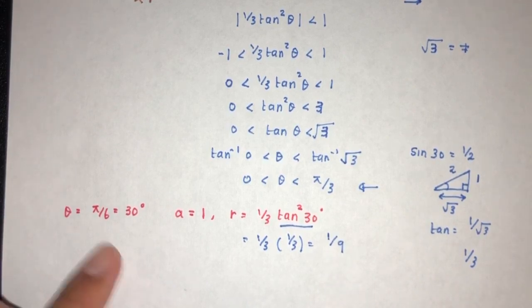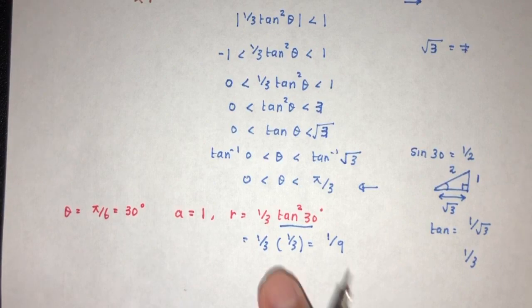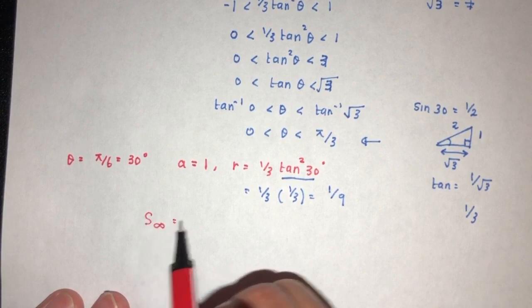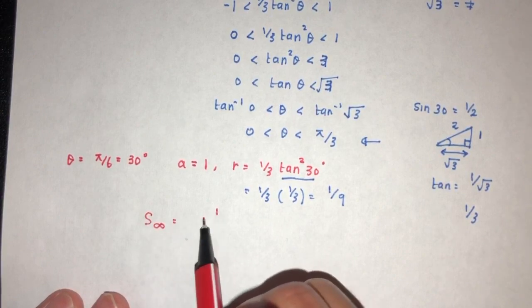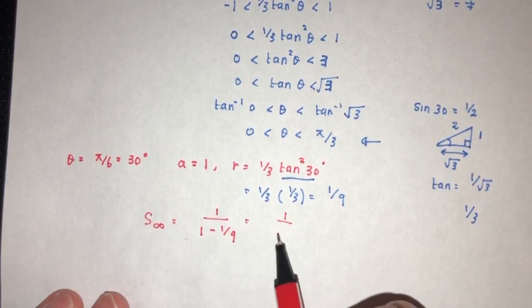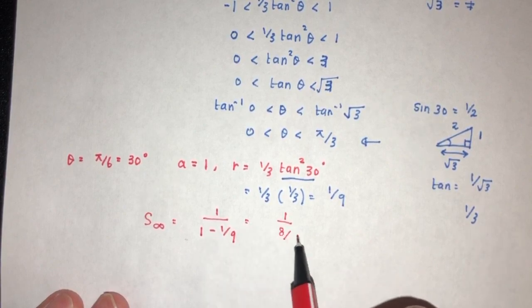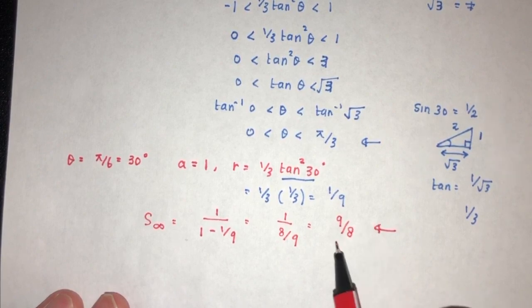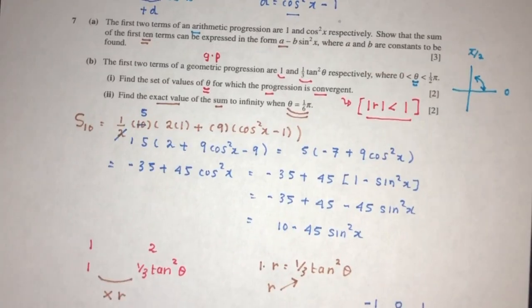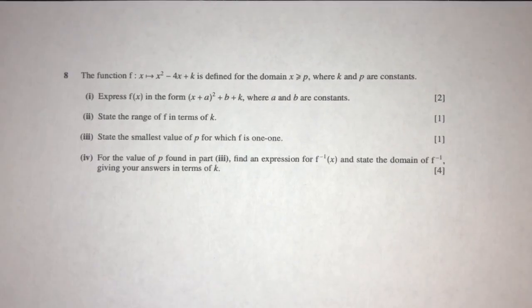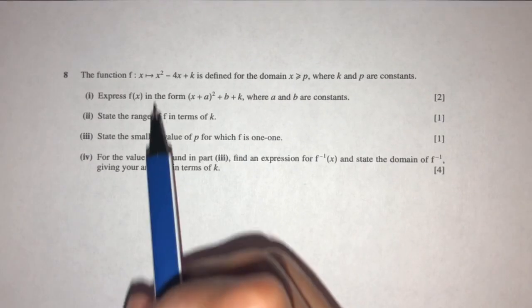So at theta equal to 30 degrees, we can derive that the value of r is 1 over 9. Finally, the sum to infinity will be a over 1 minus r, which is 1 over 1 minus 1 over 9. That should be 1 over 8 over 9, which is 9 over 8. That will be your sum to infinity, and that is part 2 of your question. So now let's move on to the next question. Here we have a function f of x is equal to this.